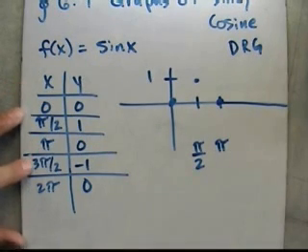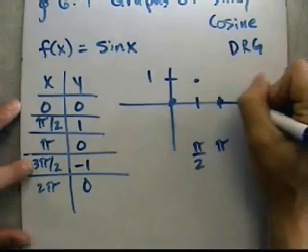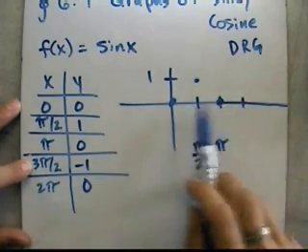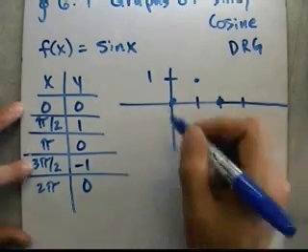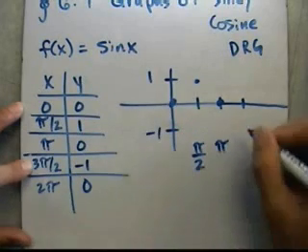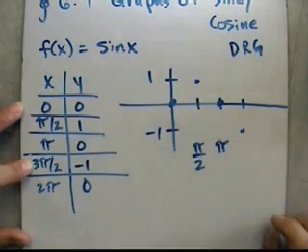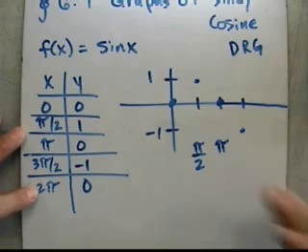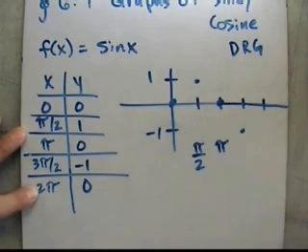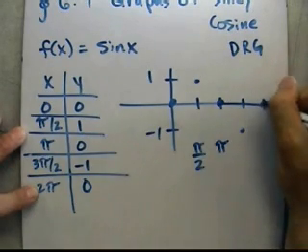When I go to 3 pi over 2, which is another even increment out, notice I'm trying to space those really nicely. I'm going to negative 1, so I go down here to negative 1. That point's going to land right here. And the last one's 2 pi, yet again another even increment going on out here, and then right back to the origin, so it's going to look like that.